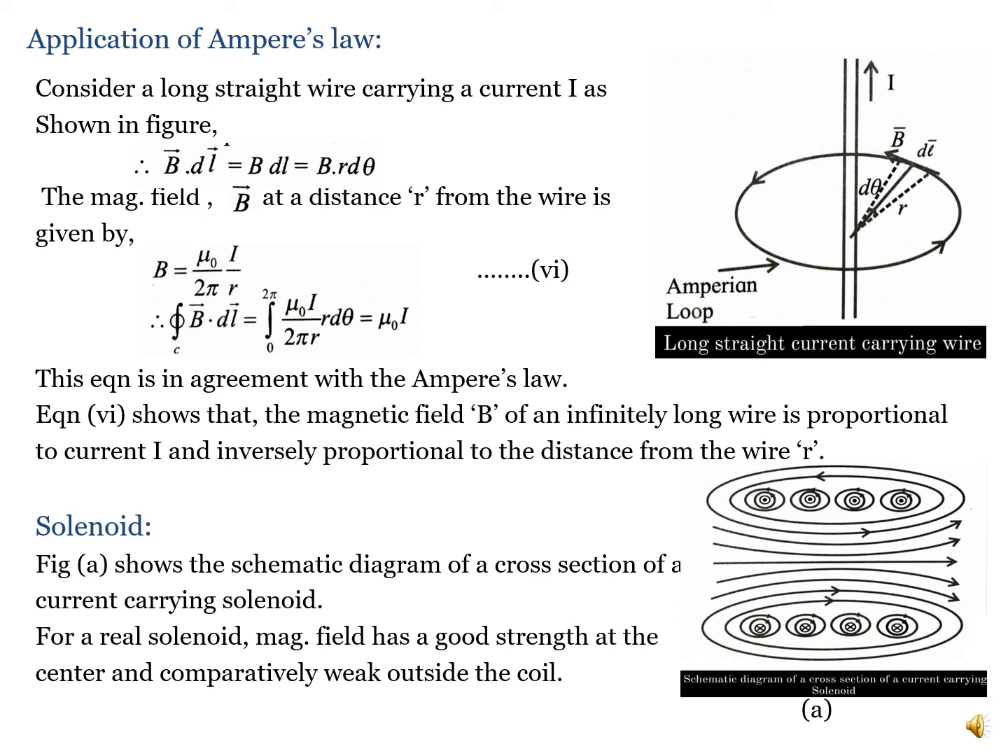The figure shows schematic diagram of a cross section of a current carrying solenoid. The magnetic field B is parallel to the axis of solenoid. The lines are widely spaced outside the solenoid and hence the magnetic field is weak in this region. For an ideal solenoid of finite length, the magnetic field is uniform and strong at the center and comparatively weak at the outside of the coil.